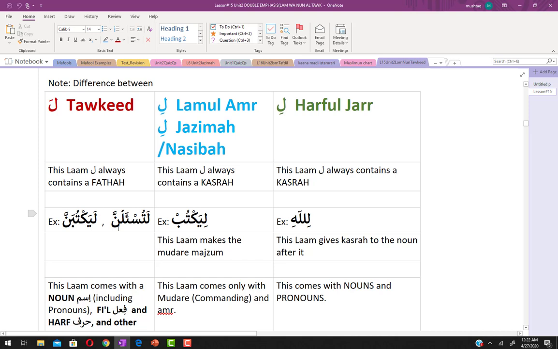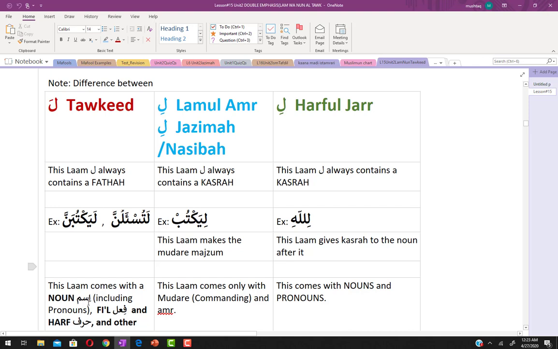Whereas we have the lam al-amr, the lam jazima, or the nasiba lam. This lam always contains a kasra, like liyaktub, making the mudare majzum. If we have liyaktuba, which is the nasiba lam, this lam makes the mudare majzum or mansub. Whereas we have one more lam which we learnt in unit 1, that is huruful jar. This lam also always contains a kasra, like lillahi. This lam gives kasra to the noun after it.